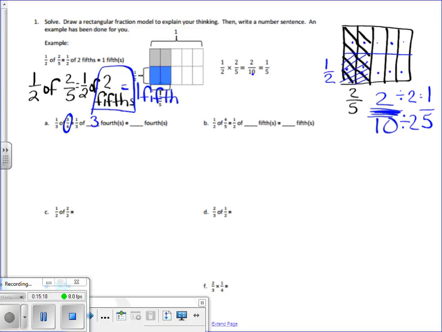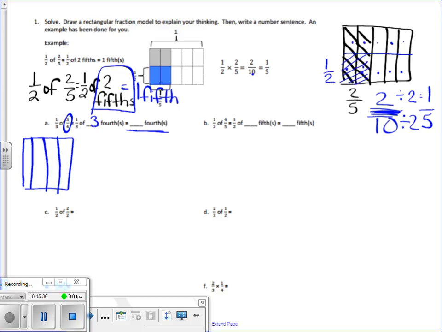So this right here, I can't fill this out yet. I need to work it. So I'm going to do a rectangular model. I'm going to do 3/4. 1, 2, 3, 4. So that's 4.